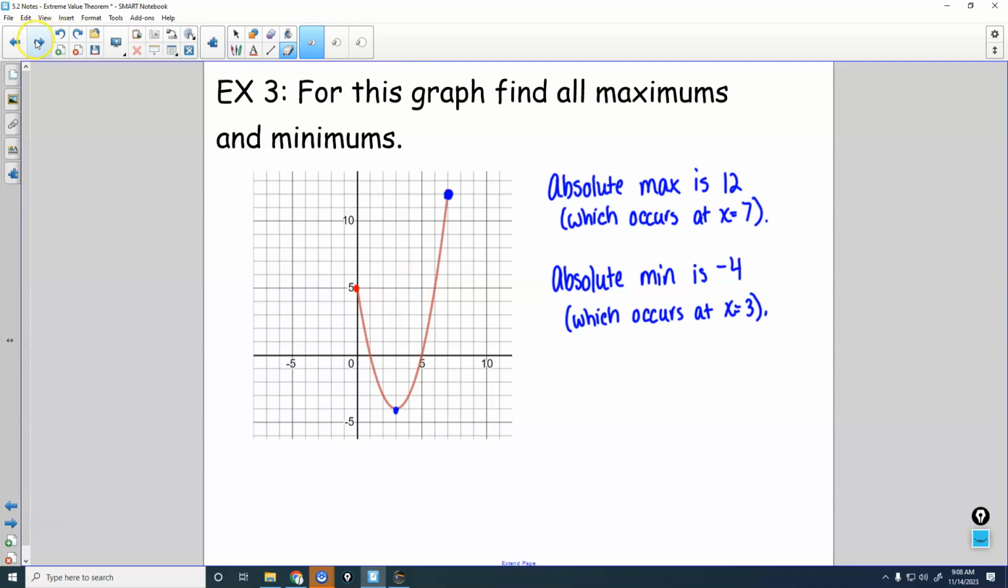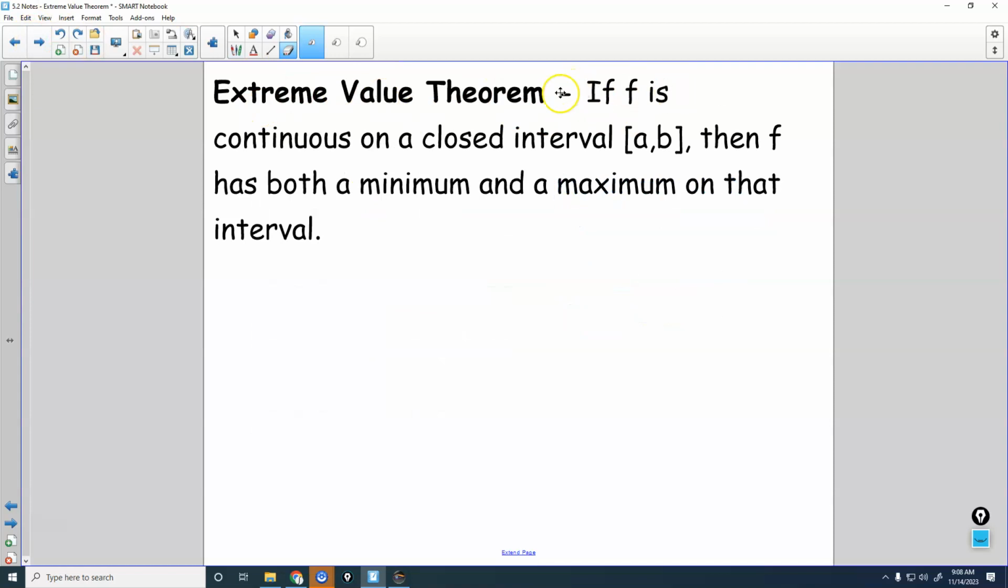So the extreme value theorem basically says that if f is continuous on a closed interval from a to b, that's saying we cut the graph off. We're only looking at this section of the graph, and we've got solid dots on the end. Then f has both a minimum and a maximum on that interval. It has to happen.